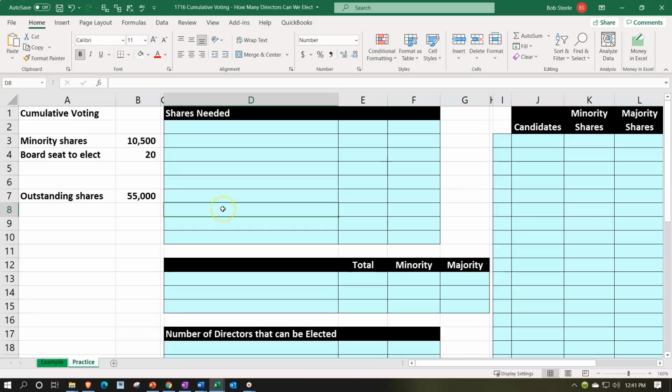Here we are in our Excel worksheet. If you have access to the Excel worksheet and would like to follow along, note that we're in the practice tab as opposed to the example tab, the example tab, in essence, being an answer key. Information's on the left-hand side. We're going to populate that into the blue area on the right-hand side, looking at cumulative voting again, but this time, the question is a little bit different.